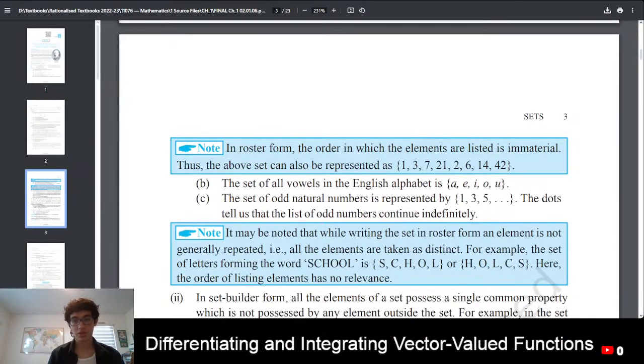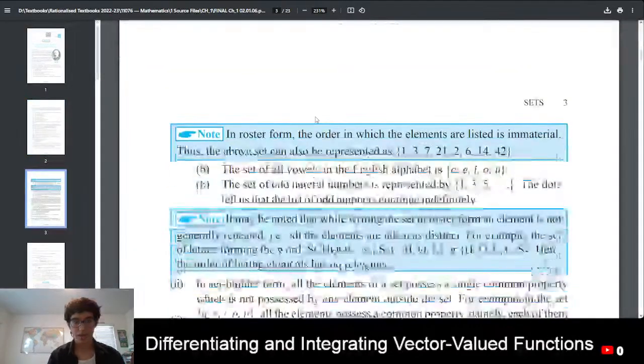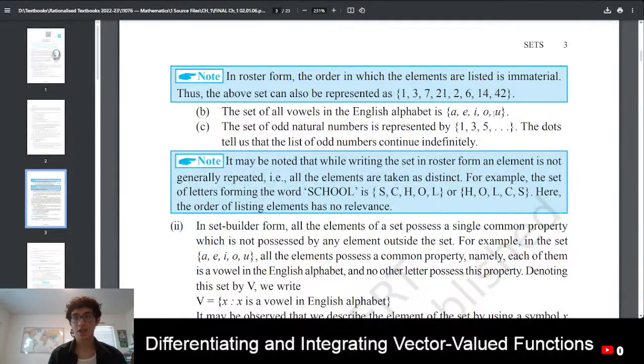The set of all vowels, and then the other one is set builder form. We'll get to that after this. The set of all vowels is A, E, I, O, U. The set of odd natural numbers is written as 1, 3, 5, and then you put dots to show that it goes on forever, because the natural numbers go forever. So the odd natural numbers will also go on forever, like 1,000,001, 1,000,003, 1,000,005. You obviously can't list them all out, so you just put these dots instead.